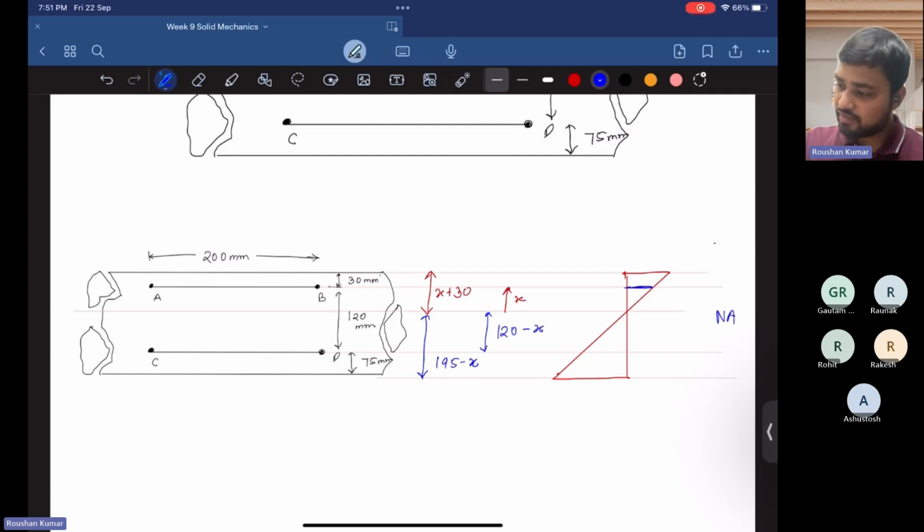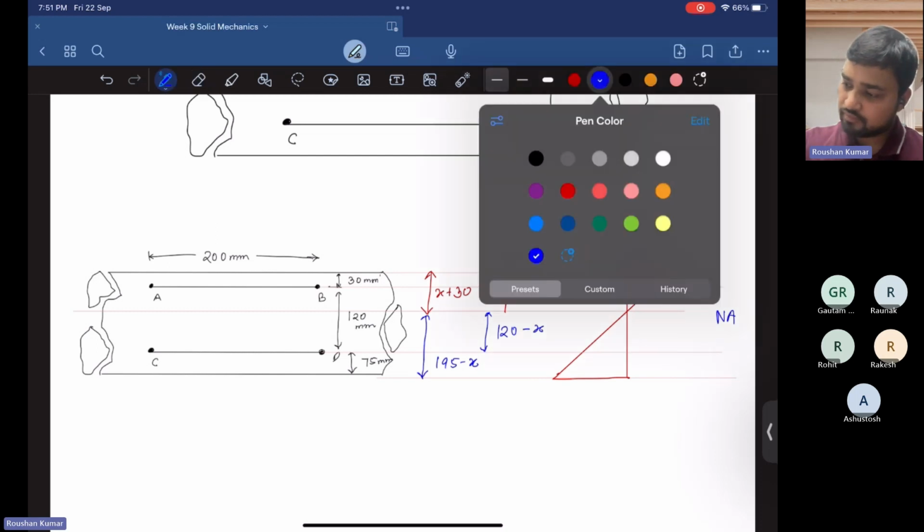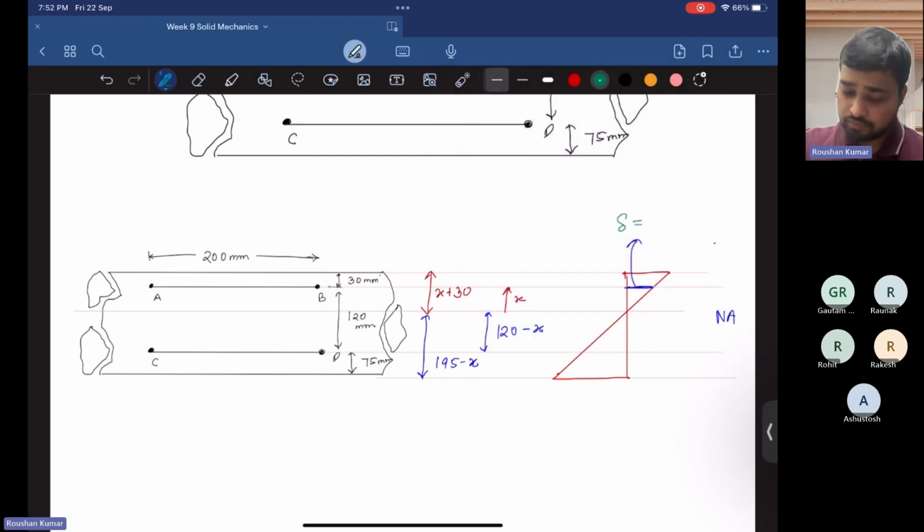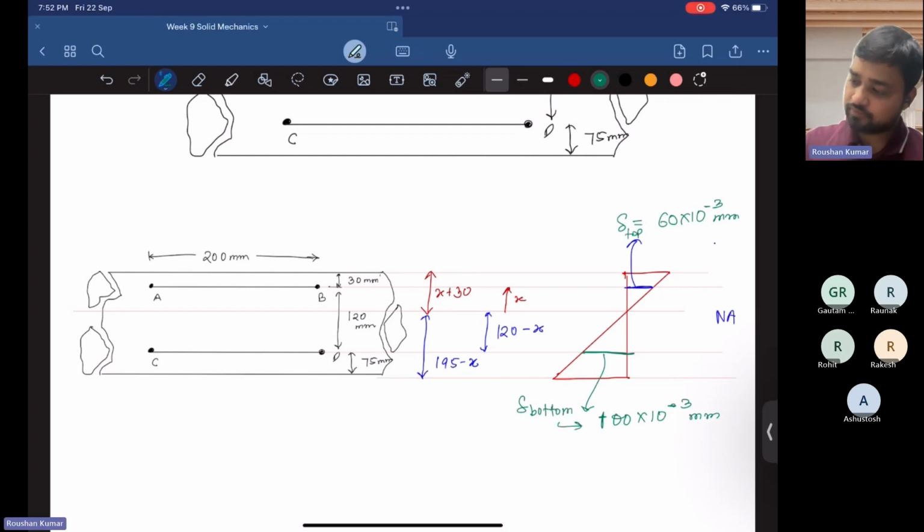And here it is mentioned that the elongation delta is 60 into 10 to the power minus 3 mm, it increases by that amount, and it decreases by 100 times 10 to the power minus 3 mm. So this is delta at bottom and this is delta at top.